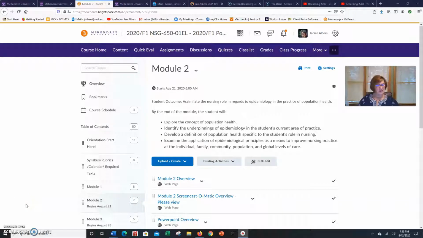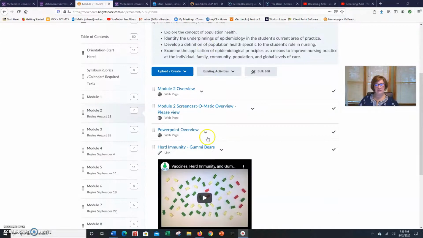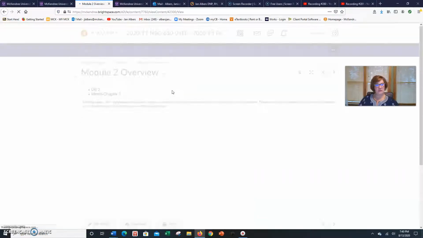As we embark on module number 2, we're looking at epidemiology and the practice of population health. So we have our specific objectives for this module. We'll go into the to-do list.